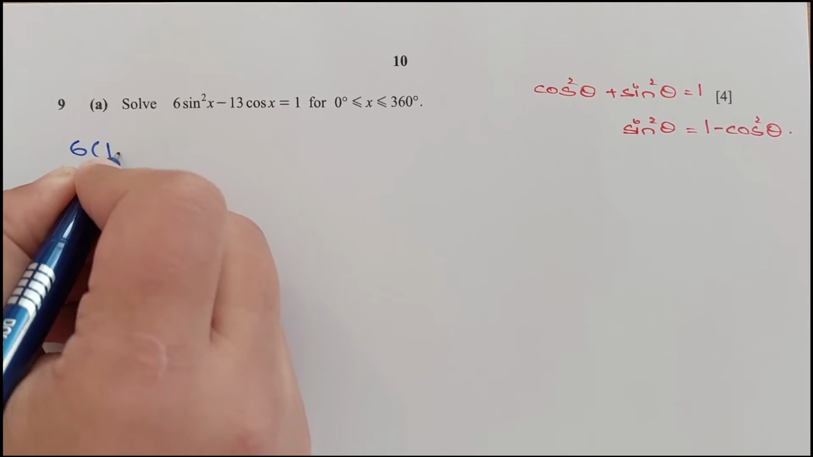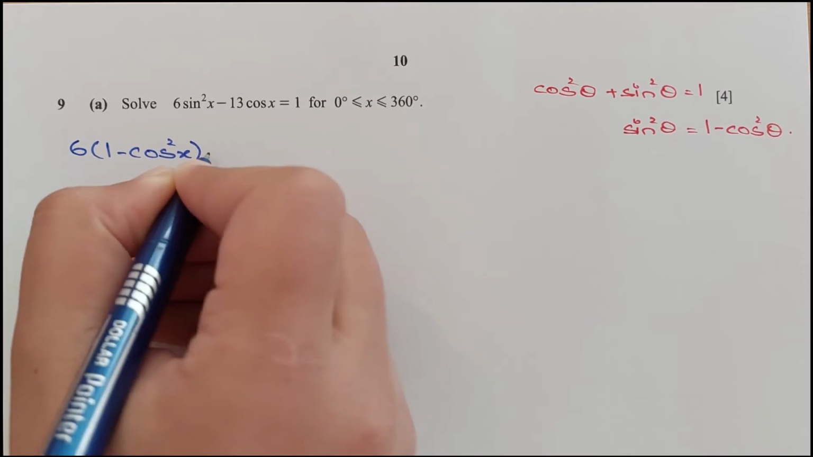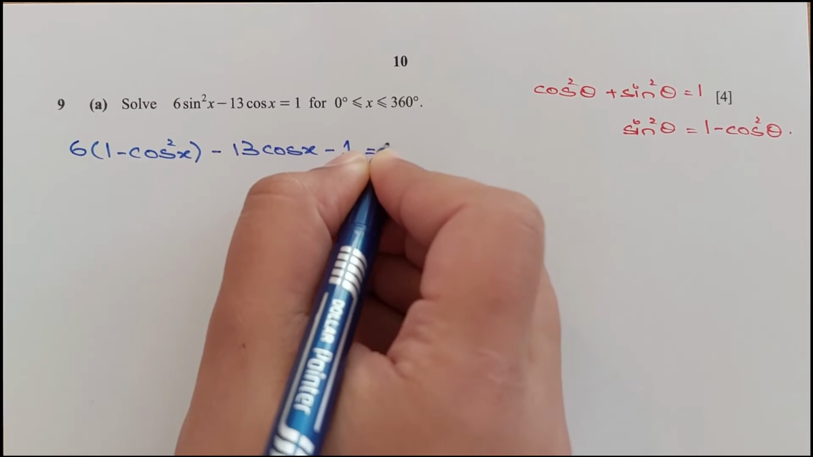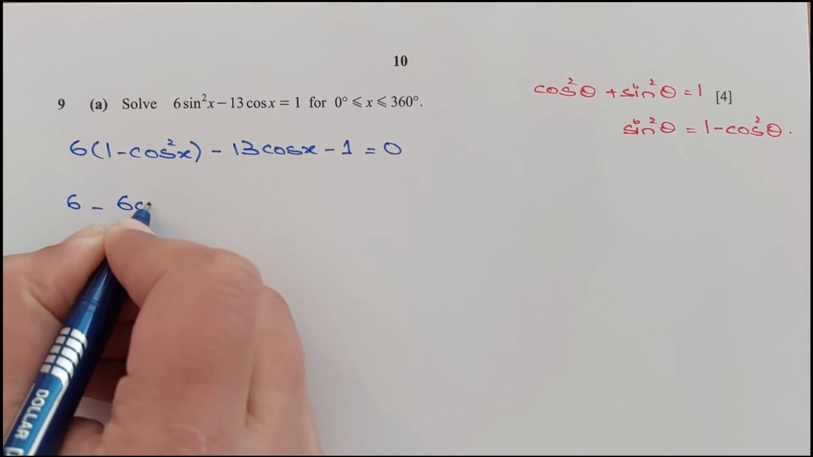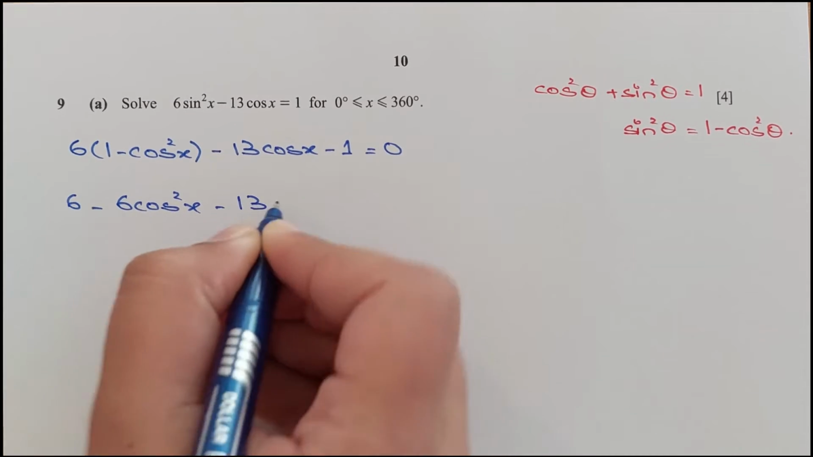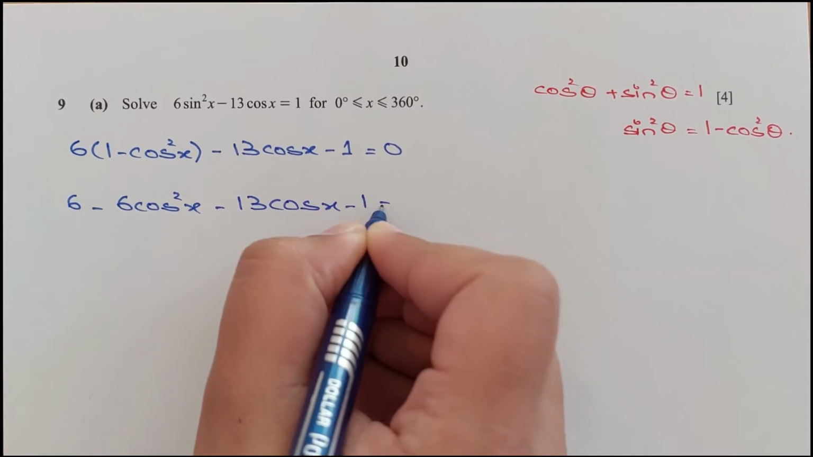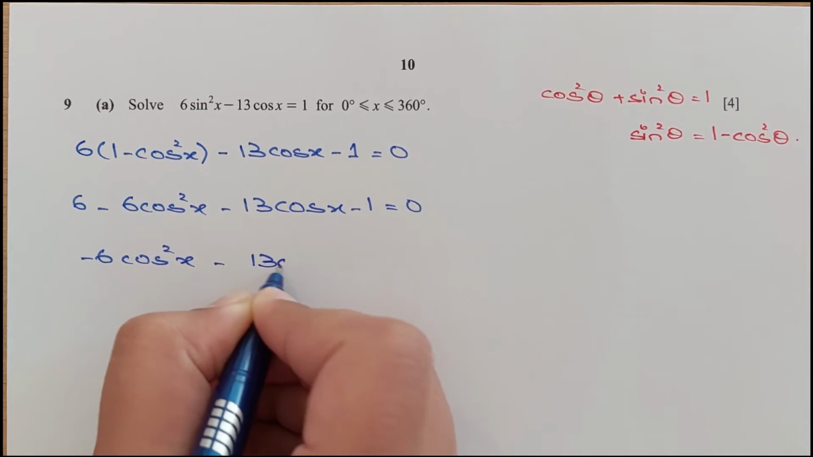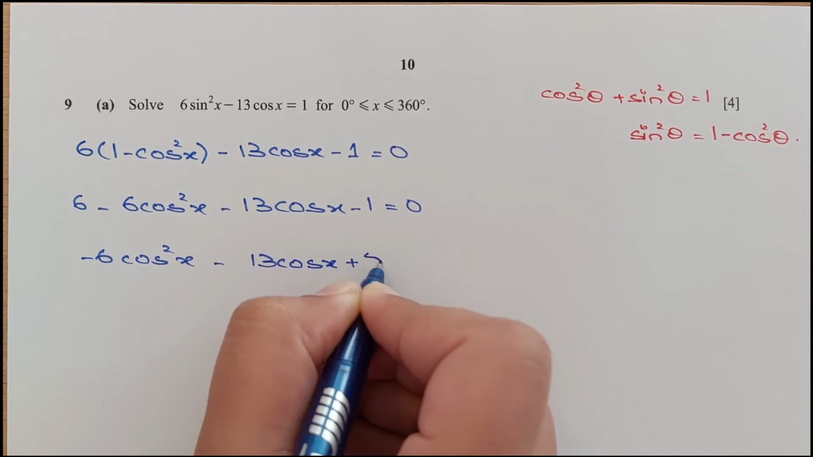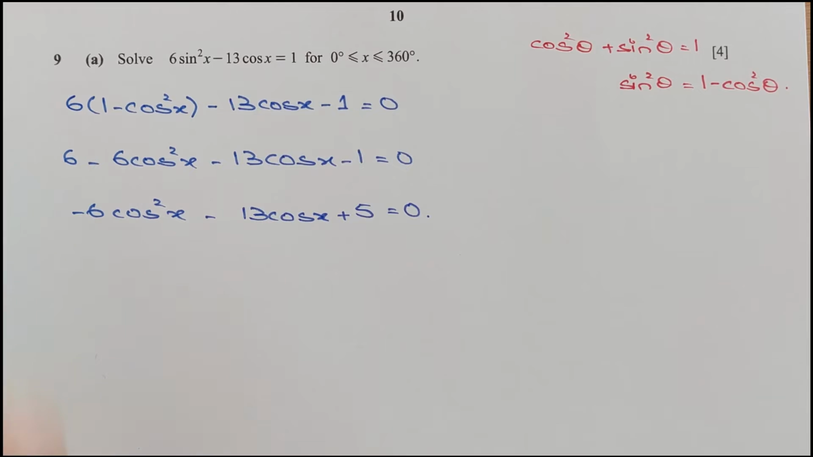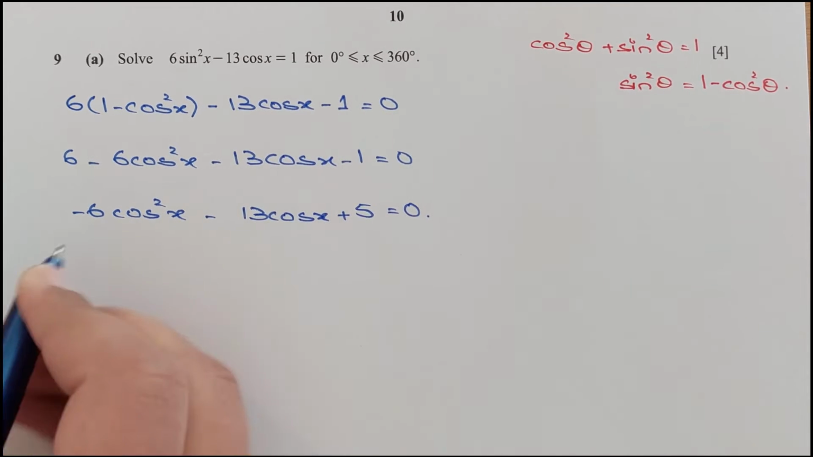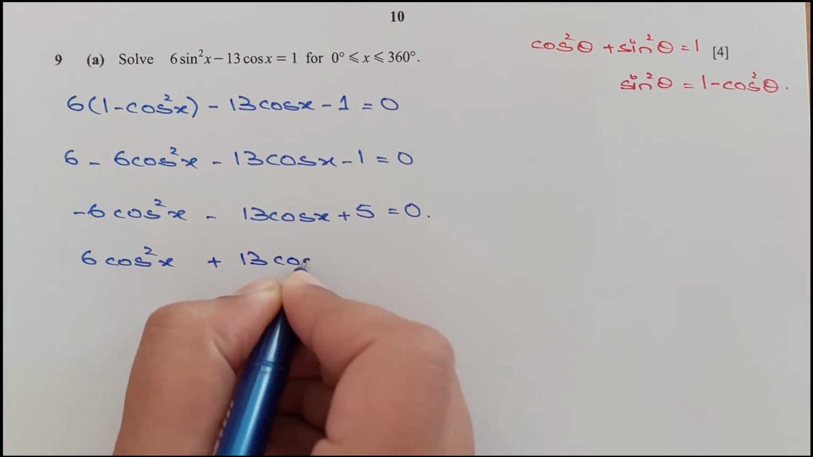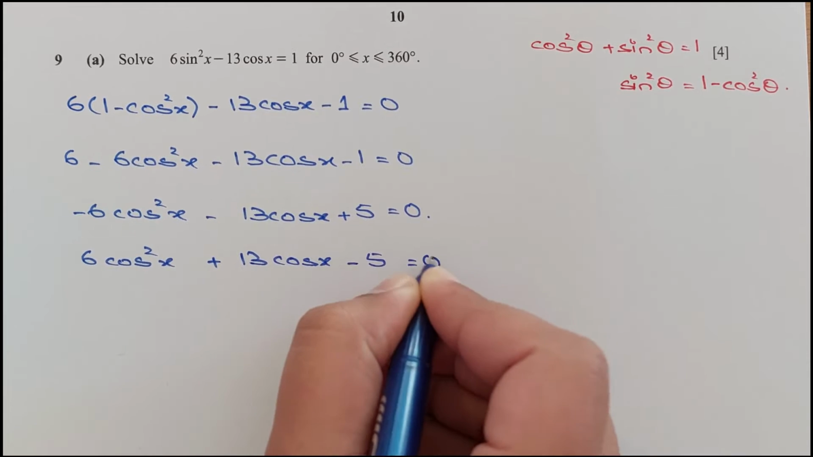So 6 into 1 minus cos squared x minus 13 cos x, shifting 1 to the left side, minus 1 equals 0. 6 minus 6 cos squared x minus 13 cos x minus 1 equals 0. Negative 6 cos squared x, negative 13 cos x, and plus 5, this equals 0. Dividing by minus 1, we have 6 cos squared x plus 13 cos x minus 5 equals 0.